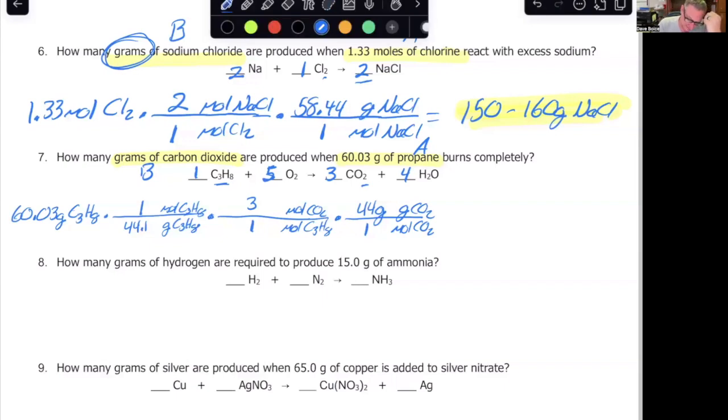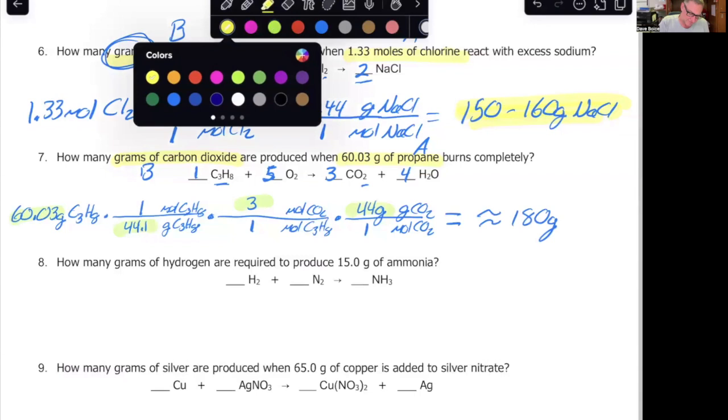But in the calculator, just to get the correct 2 decimal places, I'm going to do 60.03 divided by 44.1 times 3 times 44. And when I do that, my answer is going to be about 180 grams, but make sure that you go back and find the actual specific answer to get your proper credit.